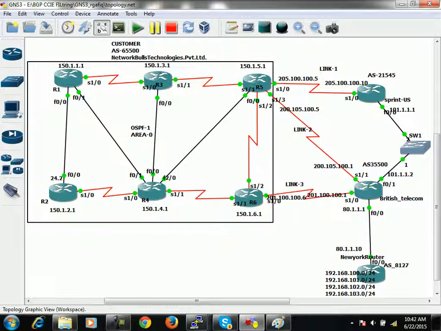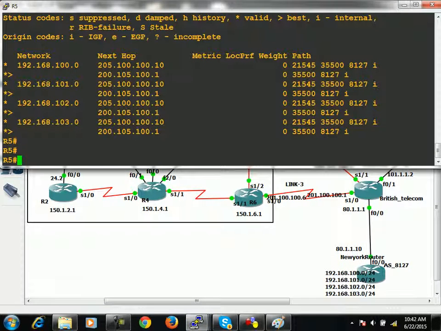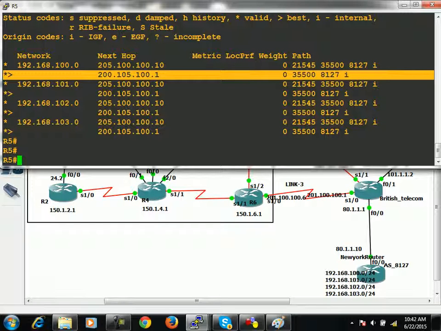Now, as I said, whenever you receive any prefix, forget about all these things. Let's start from R1 itself. For R5, it will define its best path. So for R5, which path is the best path here? Via BT. Because via BT it has to cross only 2 ASs, whereas via Sprint it has to cross 3 ASs. So its best path is via BT.